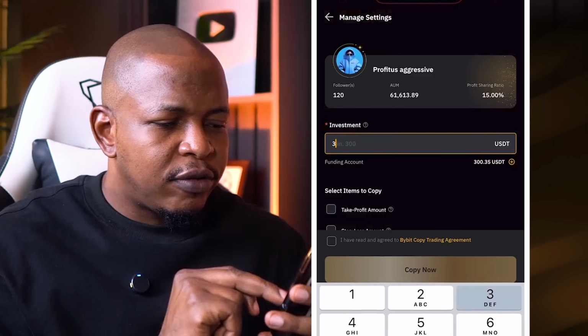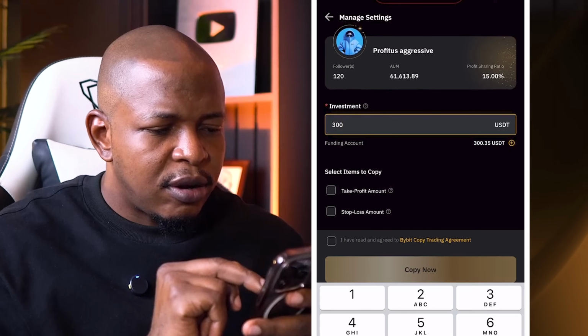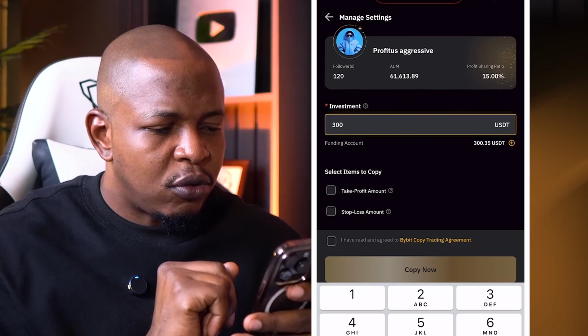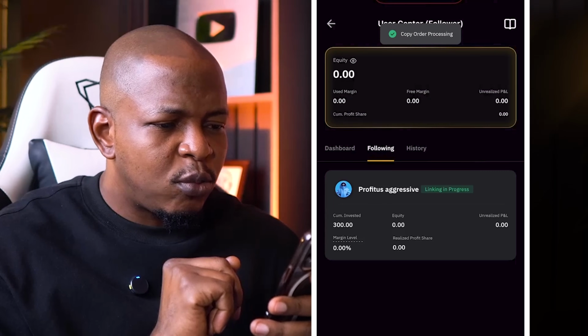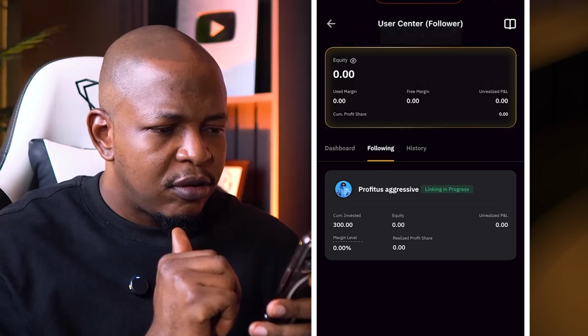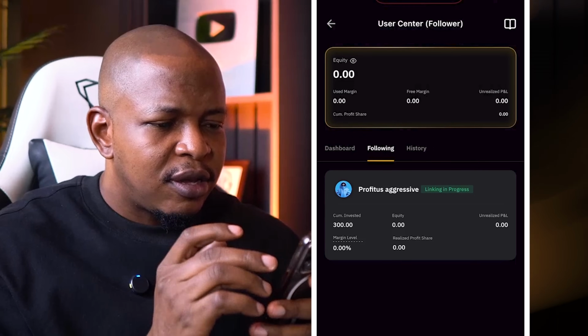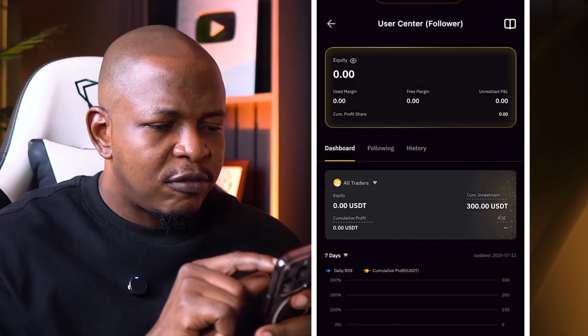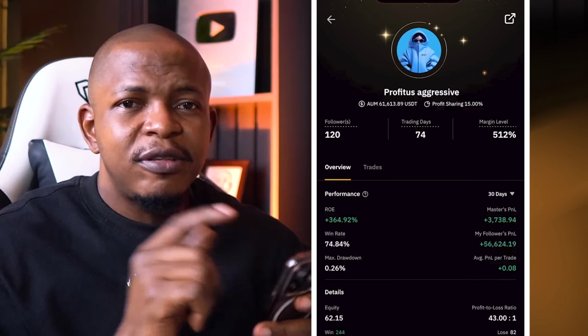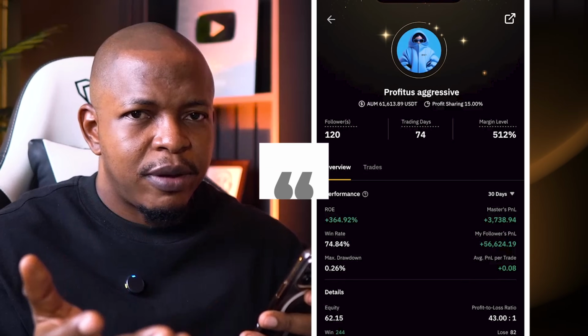I'm going to enter $300 here. I'll leave everything as is. It's just follow the trader. And I'll click on copy now. This is going to be processed within 5 minutes. So when this trader now trades, I'm going to copy him and I will see everything under my history and dashboard and every other thing here. So this is simply how to do copy trading on Bybit.